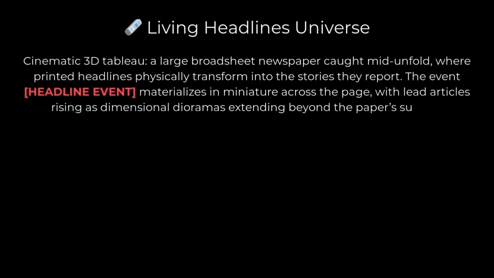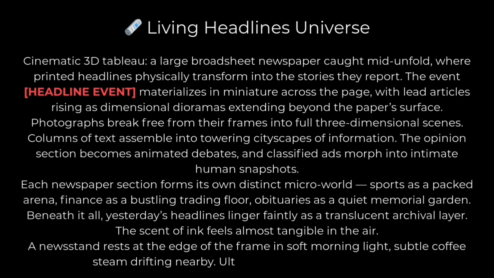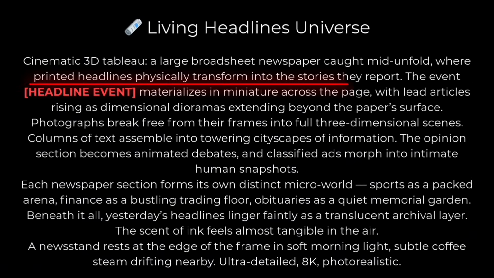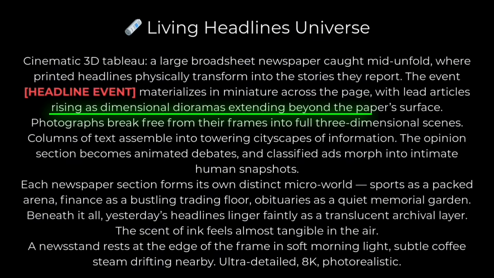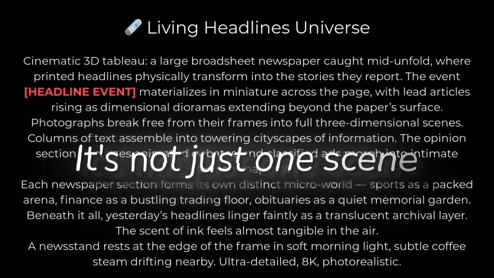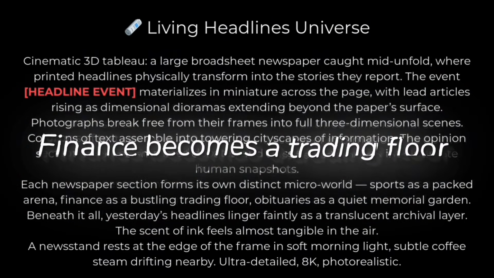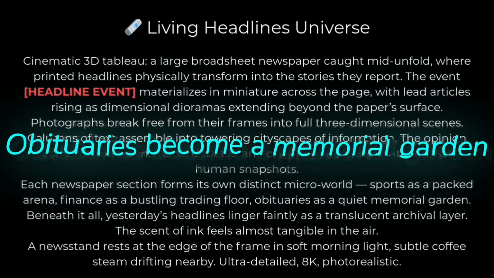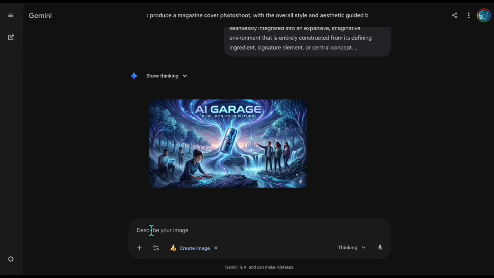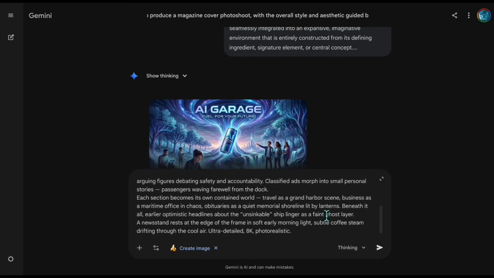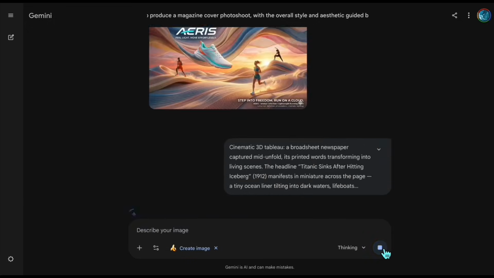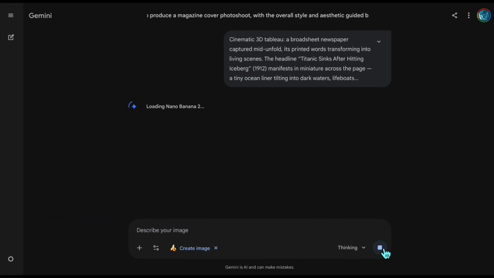Living Headlines Universe. We are printing a newspaper, but every headline physically becomes the story it describes, rising off the page as a three-dimensional diorama. The section-by-section logic is what elevates this. It's not just one scene. Sports becomes a packed arena. Finance becomes a trading floor. Obituaries become a memorial garden. The AI has to maintain 6 distinct microenvironments in one coherent composition, filling in the Titanic.